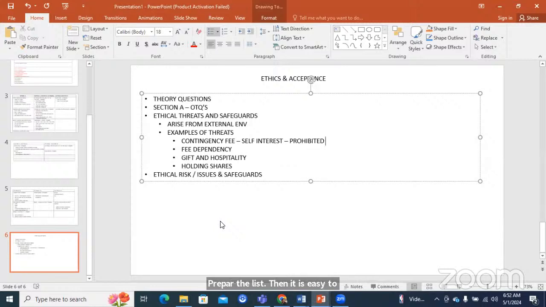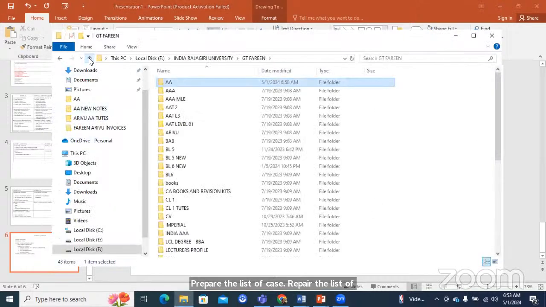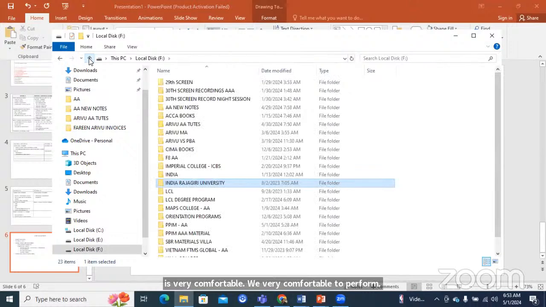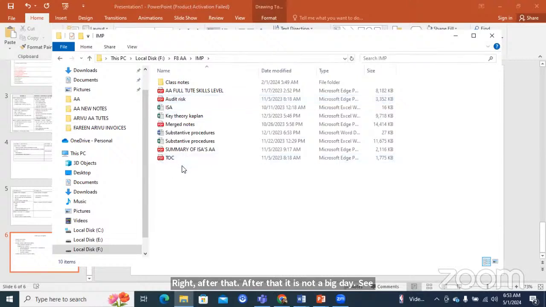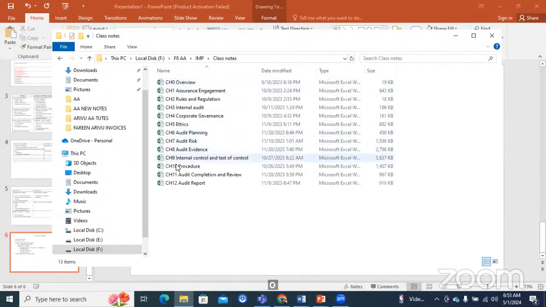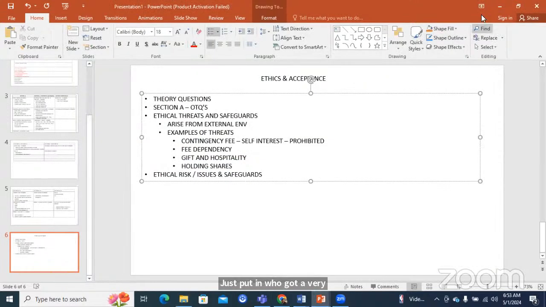So how to prepare for ethical questions? Prepare the list of case studies. It is very comfortable to perform. After that, it is not a big deal. See here, this is one student who prepared in India. All these things he prepared by himself on ethics. The student who got a very good rank, that person prepared all this.